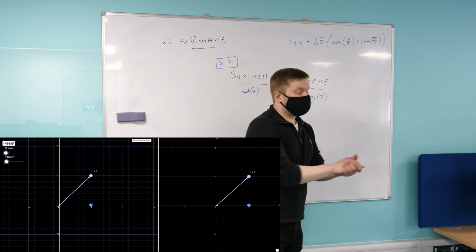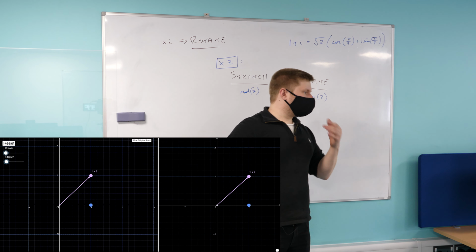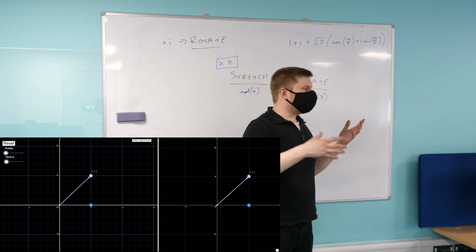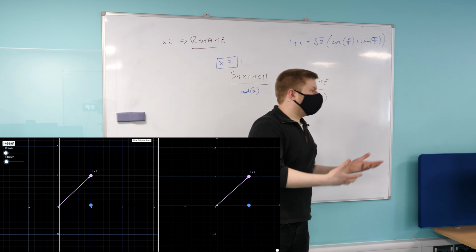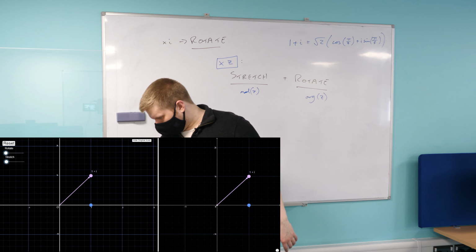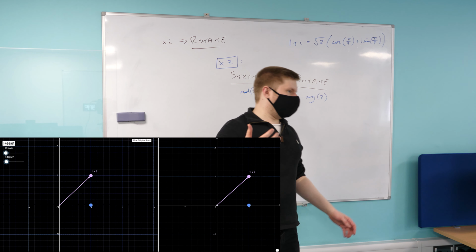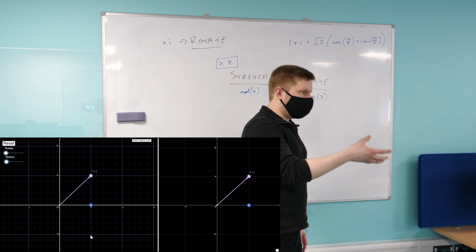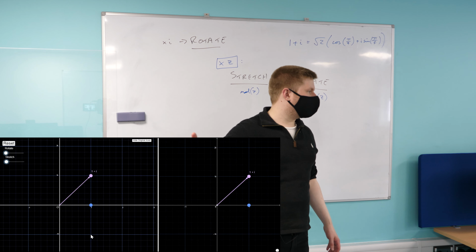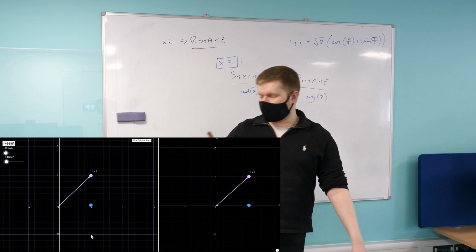So for example, I'm going to stick with multiplying by 1 plus i, but I'm going to think about a different number multiplied by 1 plus i. So let's choose, for example, let's try 1 minus i. So let's think about what 1 minus i times by 1 plus i would be. So where would 1 minus i be on the screen?